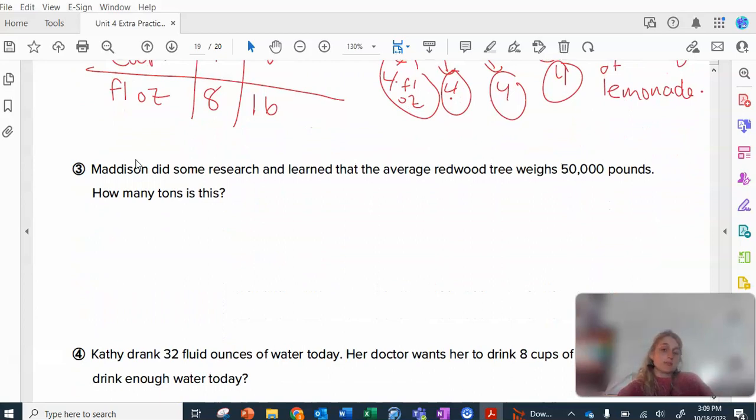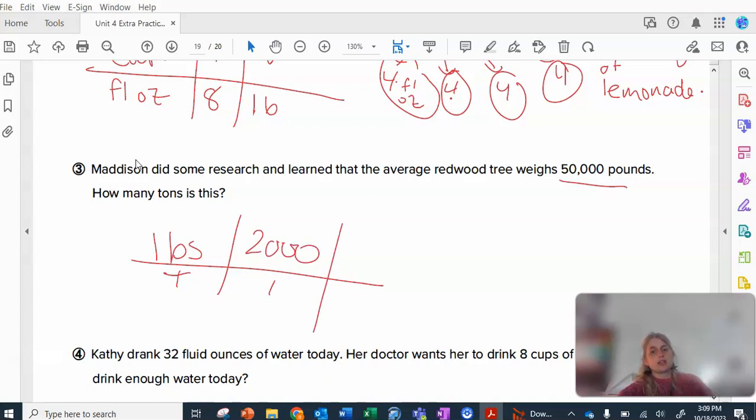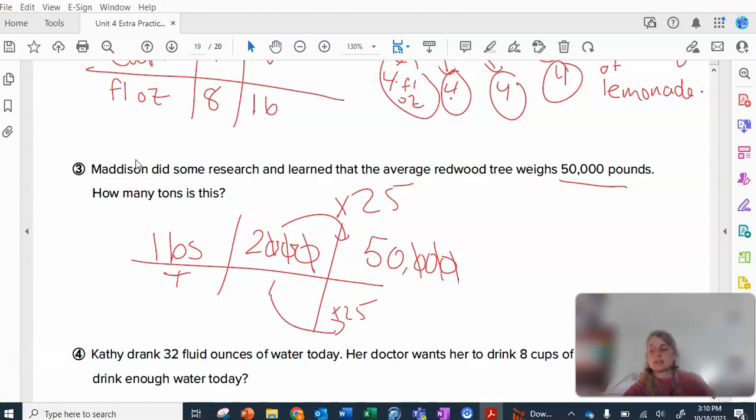Madison did some research and learned that the average redwood tree weighs 50,000 pounds. How many tons is this? We're going pounds to tons. 2,000 pounds is 1 ton. 50,000 pounds is more than 1 ton. It can be a little intimidating to look at this relationship between 2,000 and 50,000. If I take off 3 zeros here and I take off 3 zeros here, what's the relationship between 2 and 50? 2 25s make 50. So 25 is not your answer, it's your scale factor, but also it's your answer. Write me a sentence, including the units.